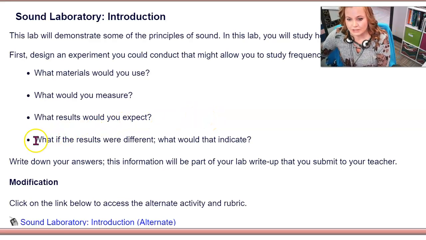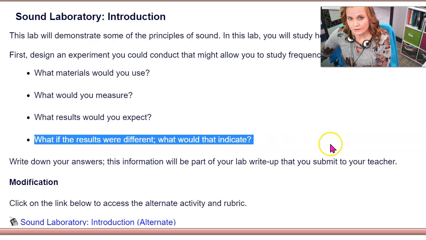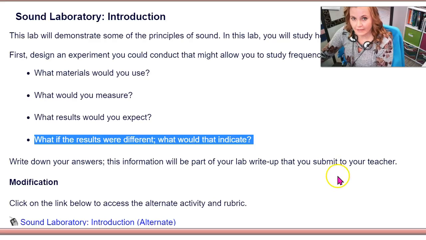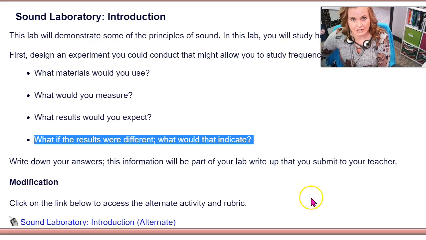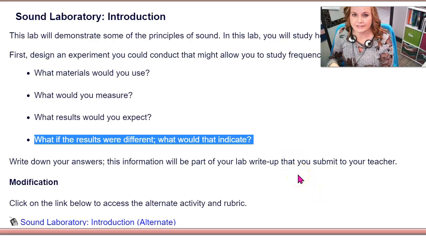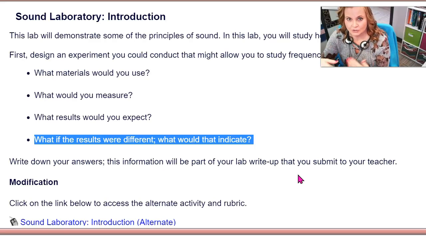A lot of times, students will say that if the results were different, there was some sort of error, and they often say that error is probably human error. I really want you to get away from saying human error because, of course, there's a lot of potential for human error, but we want to be very specific about what human error actually is. So where could you have gone wrong, assuming your initial understanding was correct and what you were testing for was based on theory from the text? What could you have done wrong in this situation?